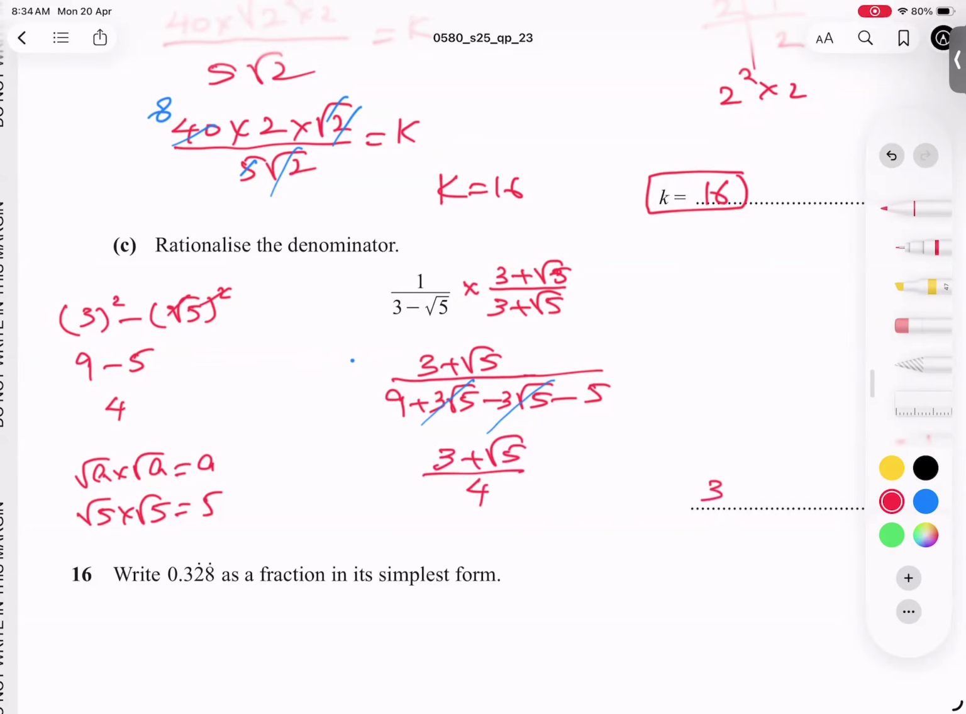And I said before, you must write in this portion. Okay, let's talk about the next one.